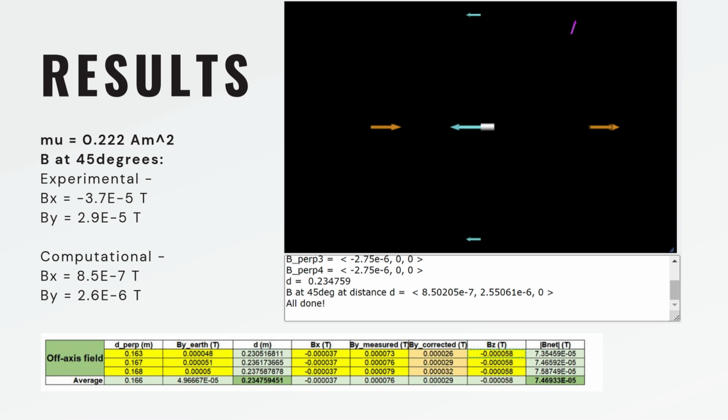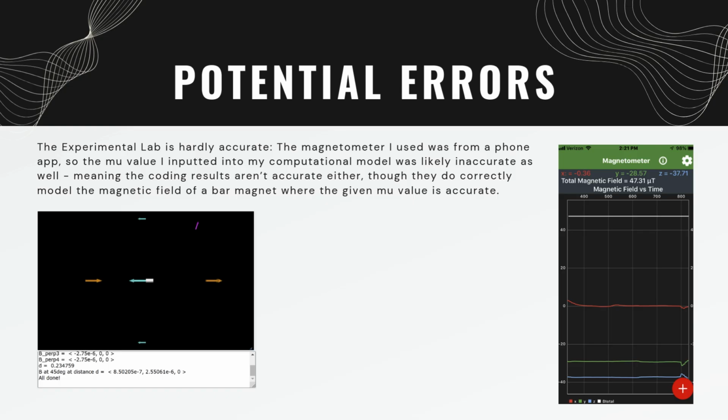Comparing the experimental results with the computational results, we find that the experimental results are off by a factor of 10, and we know these errors are because the experimental lab is hardly accurate. The magnetometer I used was from a phone app, so the mu value I inputted into my computational model was likely inaccurate as well, meaning the coding results aren't accurate either, though they do correctly model the magnetic field of a bar magnet if that magnet had the given mu value.